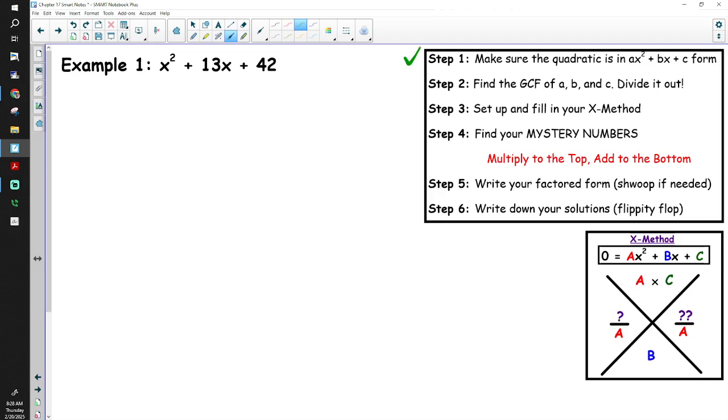Step 2. We have to check and see if our A, B, and our C value, which are the numbers in front of each term, have a greatest common factor, which is a fancy math way of saying, can I divide all 3 numbers by anything higher than 1? In front of this x squared, if it helps you, you can add a 1. Is there any number we can divide 1, 13, and 42 by?